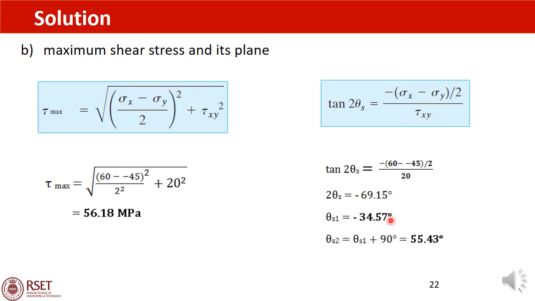Here in the expression for theta s1, the minus value indicates that the plane on which the maximum shear stress acts is 34.57 degrees in the clockwise direction. The value of theta s2 is obtained by adding 90 degrees to the value of theta s1, and we get 55.43 degrees. Here we get the value of theta s2 as a positive value, which means that the plane on which the other maximum shear stress acts is at an angle of 55.43 degrees in the counterclockwise direction.